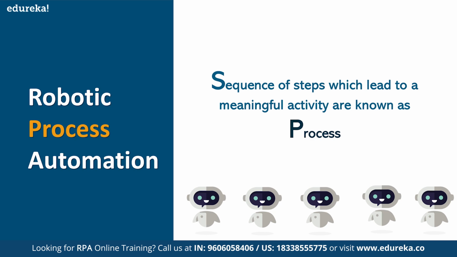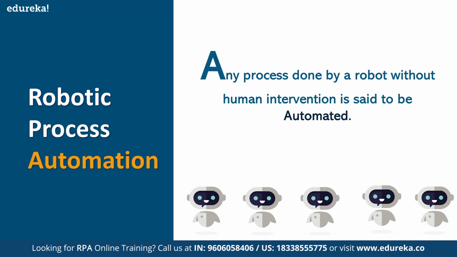We might repeat that work many times a day, or if the process is very lengthy, we end up doing one transaction per day. But the work that we do contains a sequence of steps which leads to a meaningful activity, and that we call a process. Generally, before RPA, this complete process was done manually. Now, after the introduction of RPA, the sequence of steps we are talking about can be automated without human intervention. Previously it was done by humans, now we are doing it without humans.